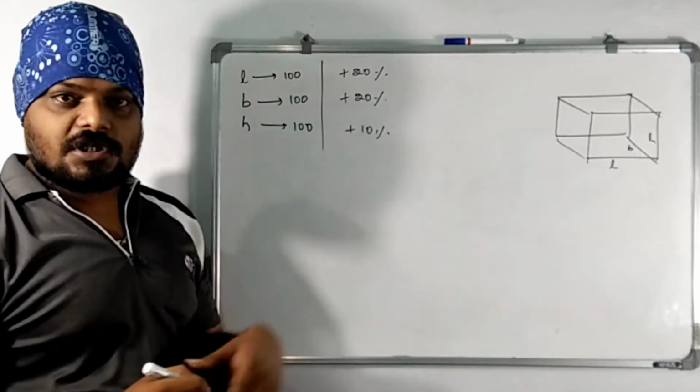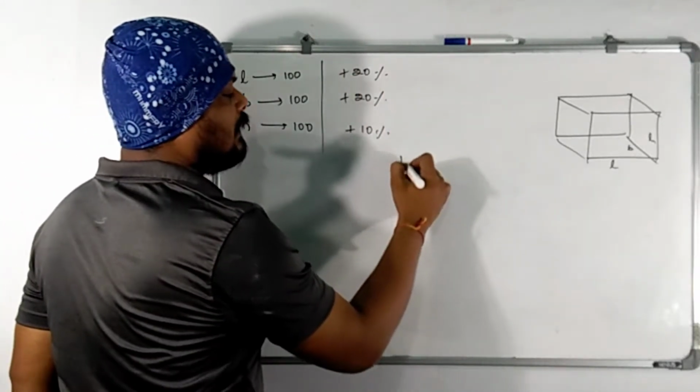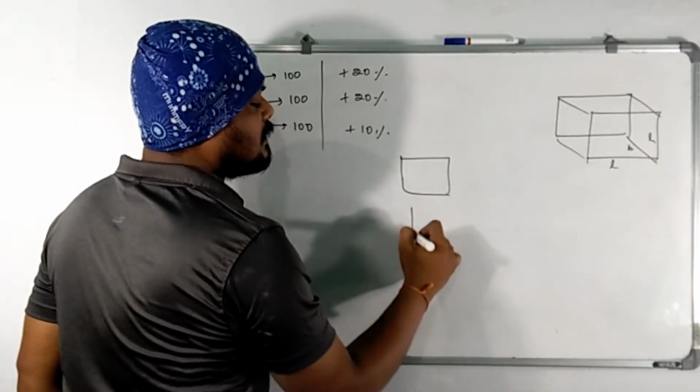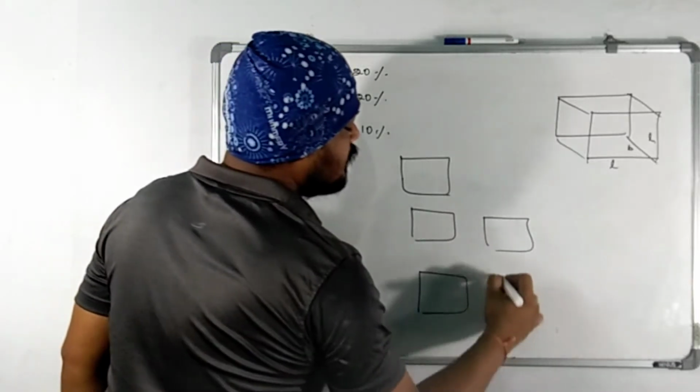If you convert this question into the compound interest form, then for the first year we will take a box, for the second year we will take two boxes, and for the third year we will take three boxes.